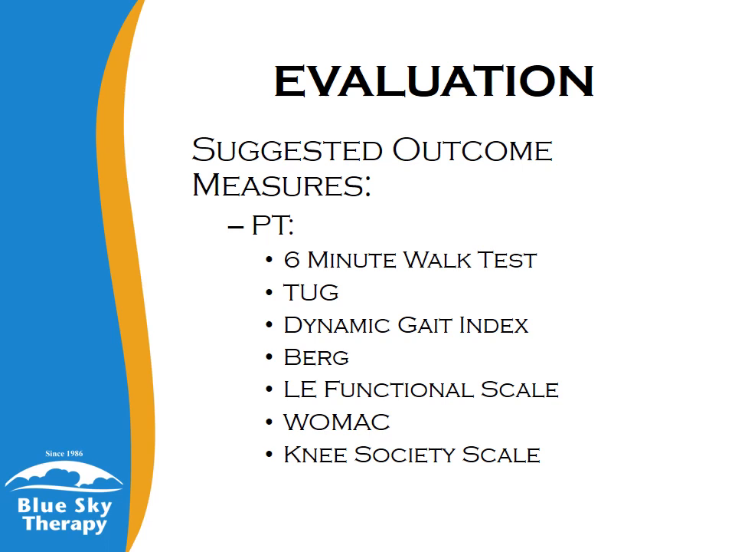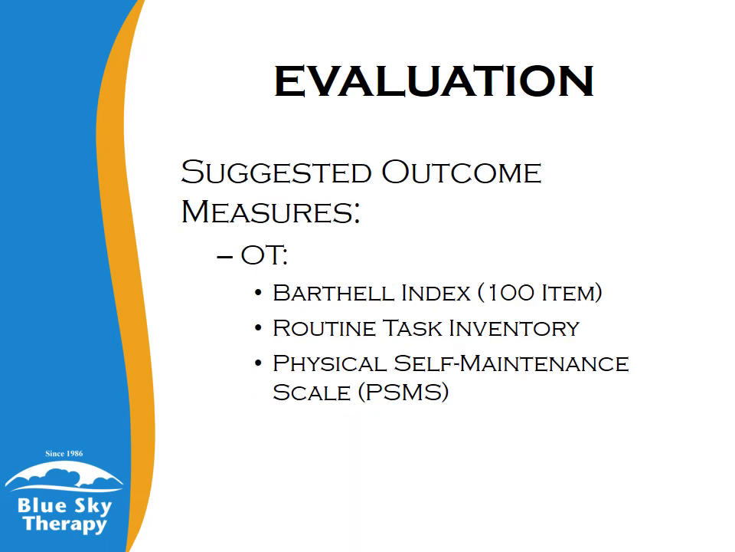Recommended outcome measures for PT are the 6-minute walk test, the timed up and go, the dynamic gait index, the Berg balance scale, the lower extremity functional scale, the WOMAC, or the Knee Society scale. Recommended outcome measures for OT are the Barthel Index 100 item, the routine task inventory, and the physical self-maintenance scale. Again, these tests are all located in the functional assessment tools folder in every department.